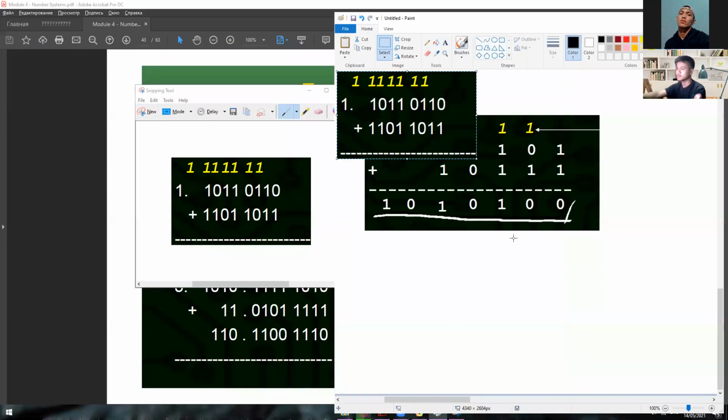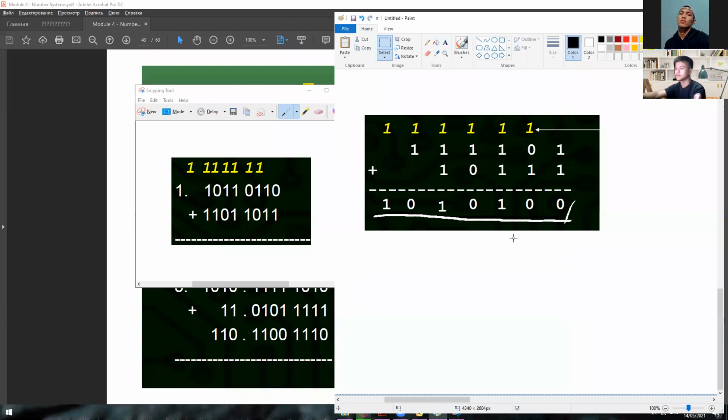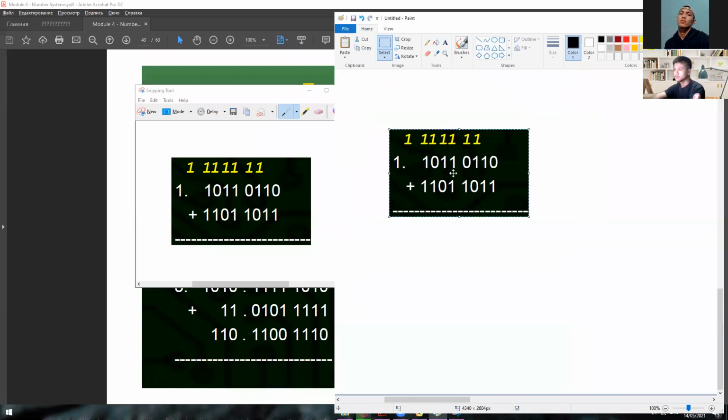Let me remove this one. All right, so 1 plus 0 is 1. 1 plus 1 is 10, so carry 1, bring down 0. 1 plus 1 is 10, carry 1, bring down 0. 1 plus 1 is 10, carry 1, bring down 0. 1 plus 1 plus 1 is 11, so carry 1, bring down 1.